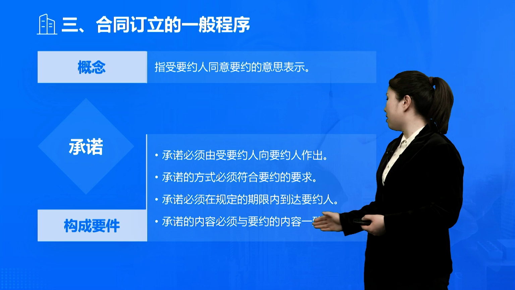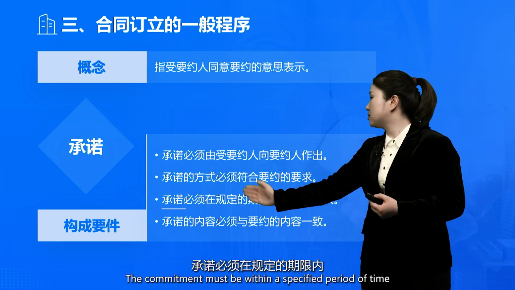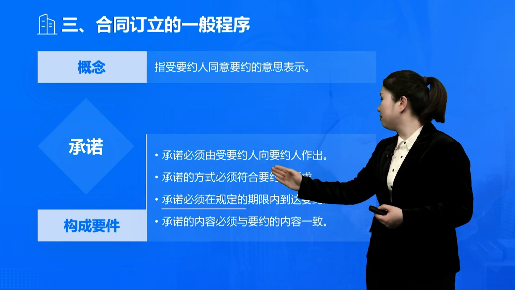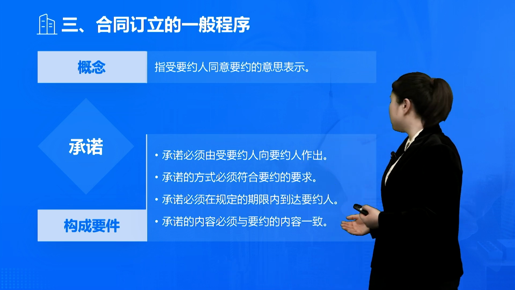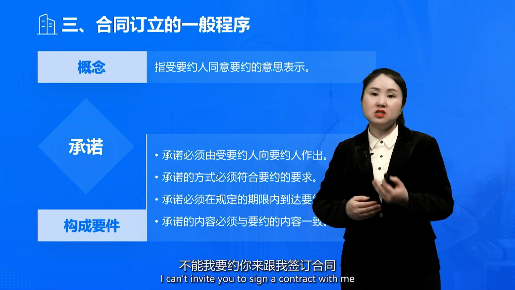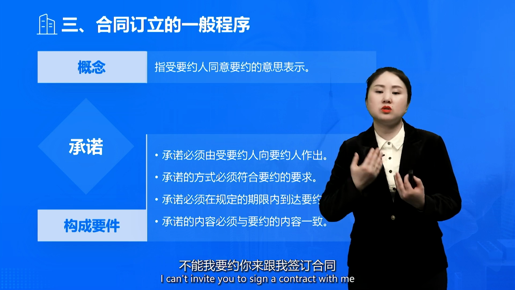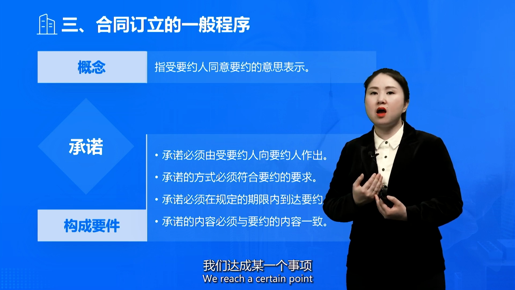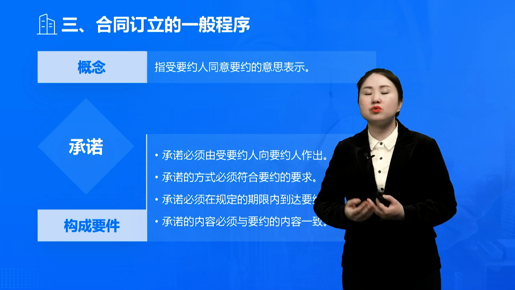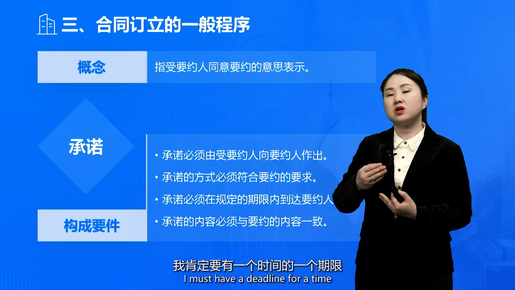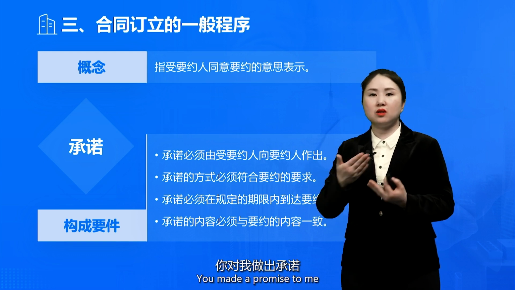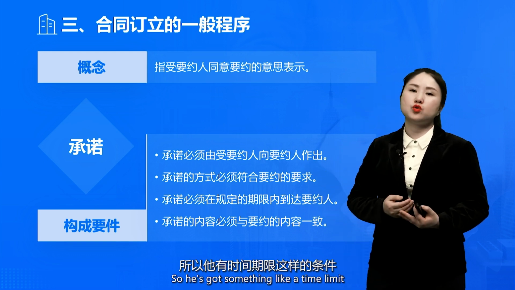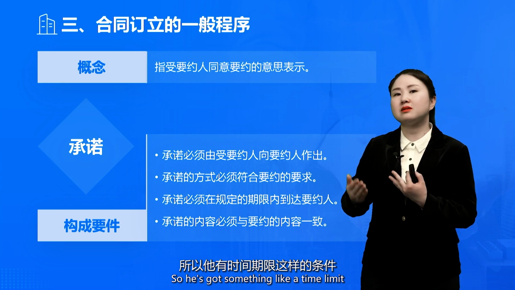The third: the commitment must be within a specified period of time, served on the offerer. Terminability. I can't invite you to sign a contract with me, and we reach a certain point, I can't wait forever. I must have a deadline for a time. How long ago did you make a promise to me? So he's got something like a time limit.